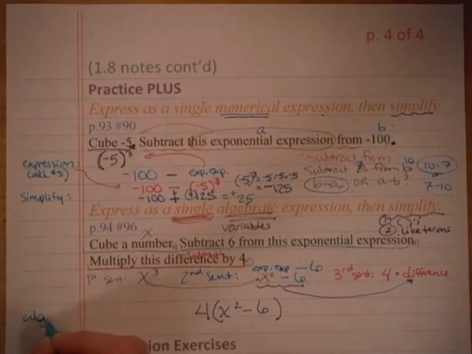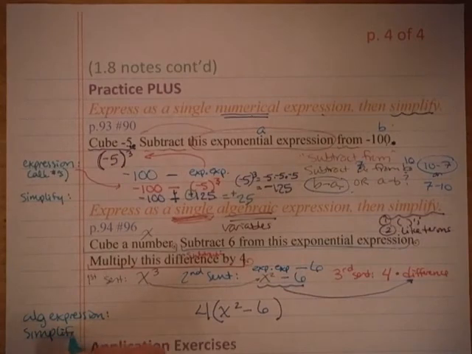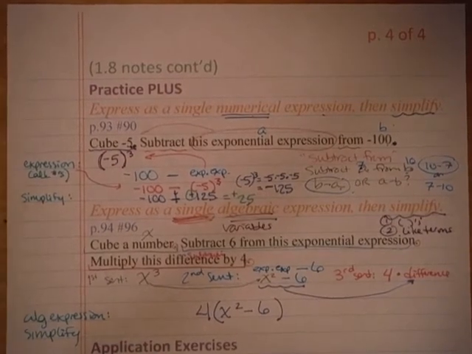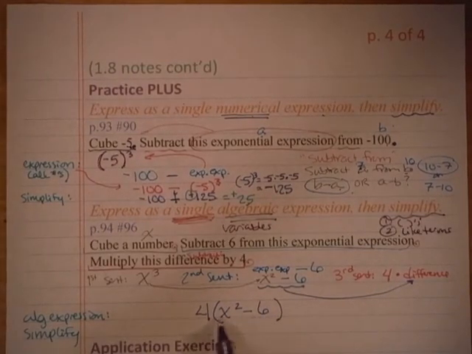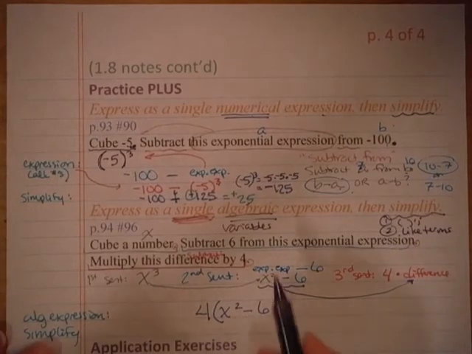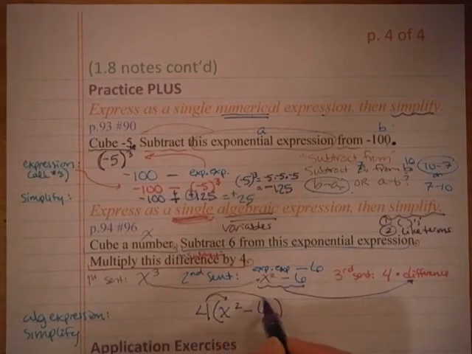Now remember, we're looking for 2 answers here. Here's the algebraic expression. And now our second goal is to simplify that. Simplify means we need to get rid of any parentheses. It might involve distribution, and in this case it certainly does, because we can't go any further inside the parentheses. There's nothing order of operations can do for us. So we're going to go ahead and distribute that 4.